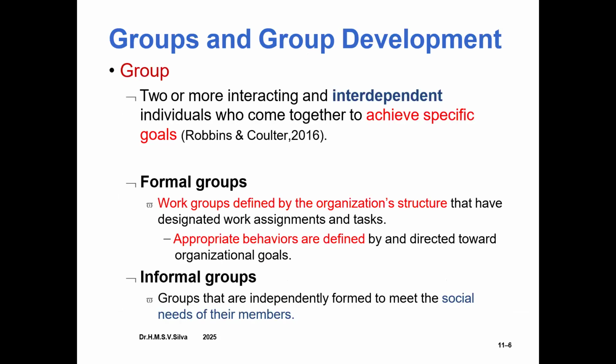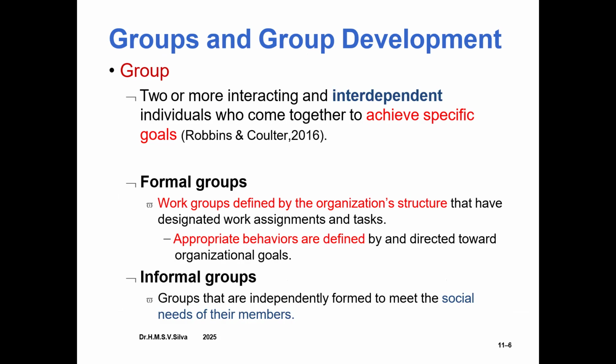Then groups and group development. When you go for a group, it is two or more interacting and interdependent individuals who come together to achieve a specific goal. We know a group is two or more interacting and interdependent individuals who come together to achieve a specific goal. That is Robbins and Coulter's 2016 definition. In a group, two or more people are interacting with each other.